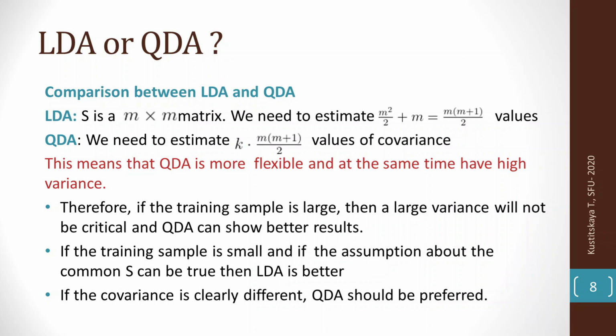Therefore, if we have a large training sample, then a large variance will not be critical and quadratic discriminant analysis can show better results. If the training sample is small, and if the assumption about the common S matrix can be true, then it's better to prefer linear discriminant analysis. And finally, if the covariances are clearly different, quadratic discriminant analysis should be preferred.